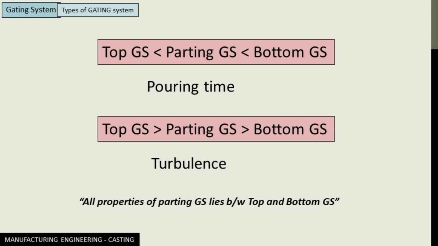The pouring time in case of a parting gating system lies between top gating system and bottom gating system. The pouring time is higher than the top gating system, but it is lower than the bottom gating system. However, the turbulence is exactly opposite. The turbulence in case of parting gating system is lesser than the top gating system, but it is more than the bottom gating system.